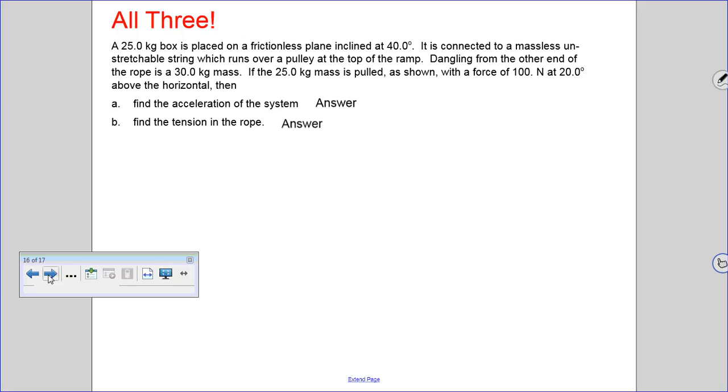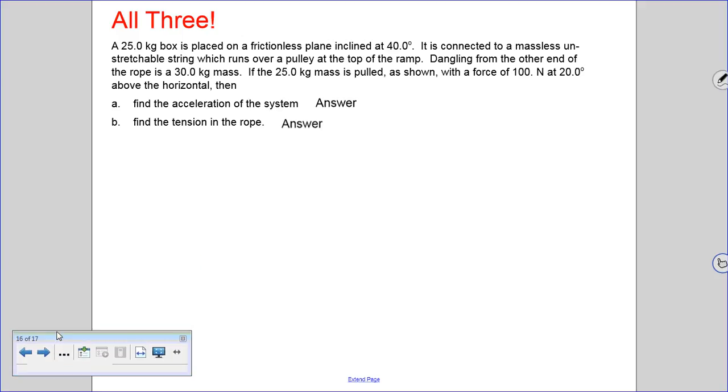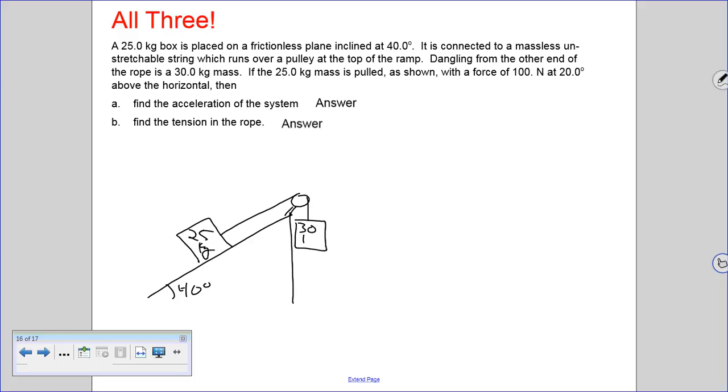So did I give you guys a drawing? Shoot, I meant to put one in. That's okay. All right, so a 25 kilogram box is placed on a frictionless plane inclined at 40 degrees. This time I gave you the mass of the box, 25 kilograms. It is connected to a massless, unstretchable string which runs over a pulley at the top of the ramp. So here's your pulley, string. Dangling from the other end of the rope, oh, my string turned into a rope. Sorry, I hope that's not confusing. 30 kilograms.